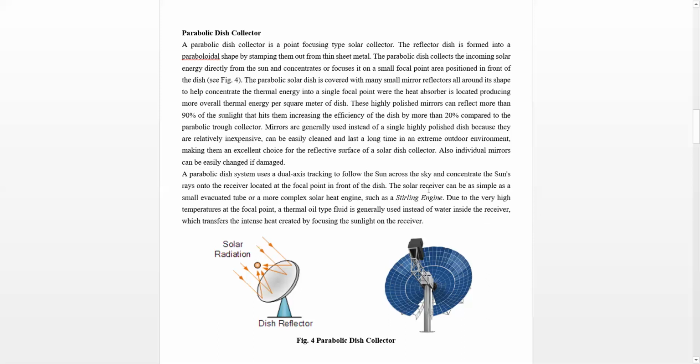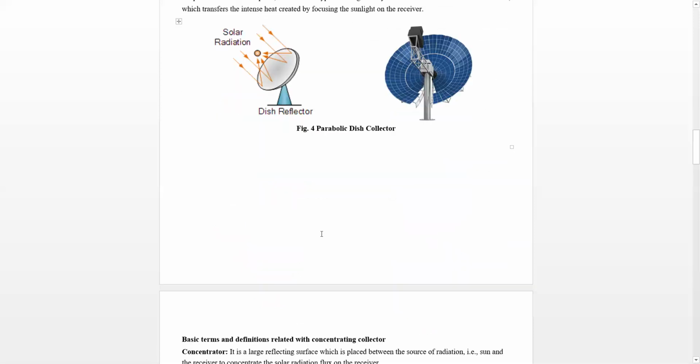The solar receiver can be as simple as a small evacuated tube, because it is a point focus, or the receiver may be a more complex solar heat engine such as a Stirling engine. That means the heat absorbing side of the Stirling engine will be pointed towards this reflective surface so that all the radiation is reflected towards it. Due to the very high temperature at the focal point, a thermal oil type fluid is generally used instead of water inside the receiver, which transfers the intense heat created by the focused sunlight on the receiver.